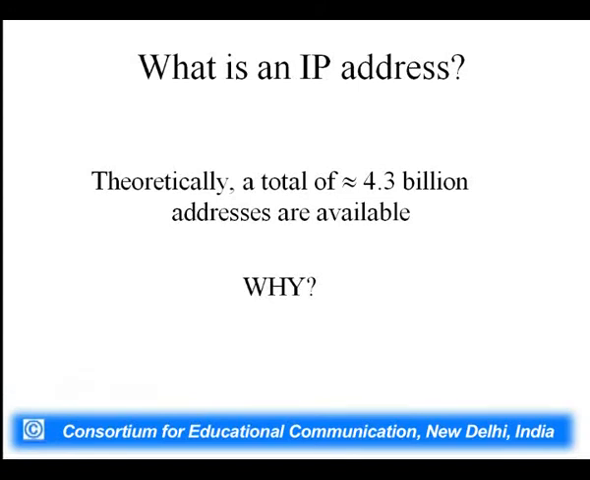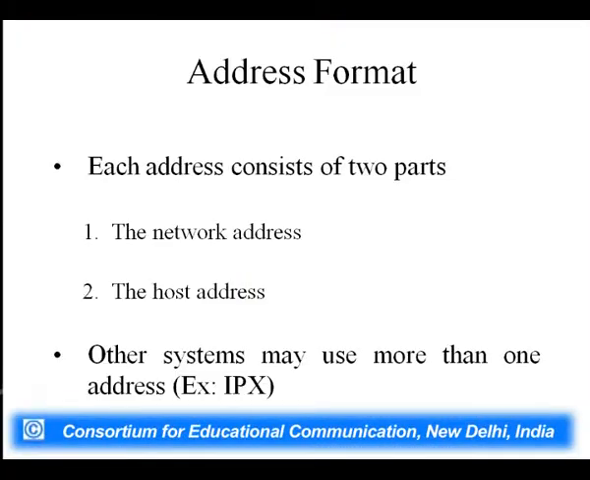Theoretically it is 2 raised to power 32, which is around 4.3 billion addresses available if we use these 32 bits. But we cannot use all these 4.3 billion addresses, because this addressing scheme has a format. If you go by this format, each address consists of 2 parts. One is called the network address, and the other is called the host address.